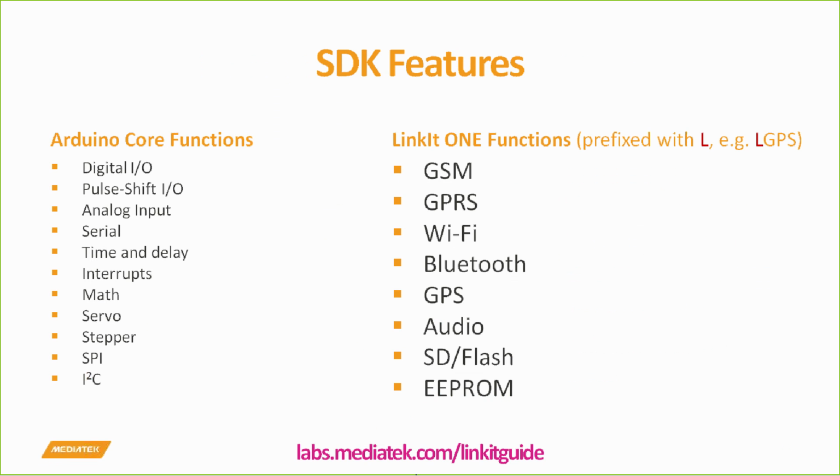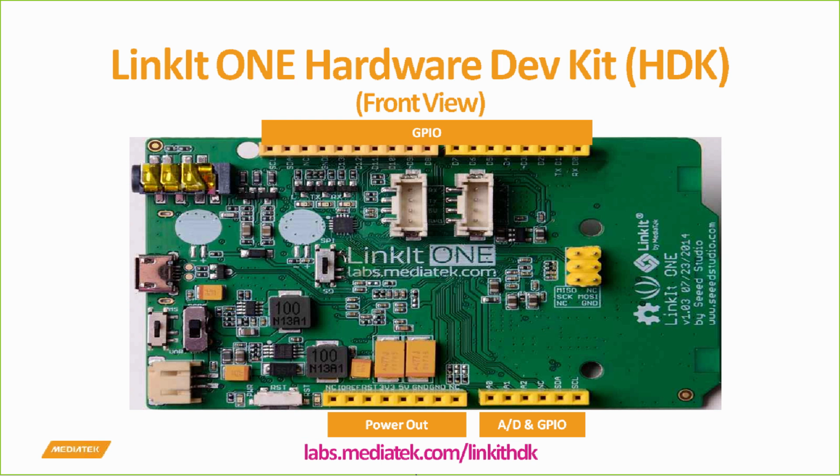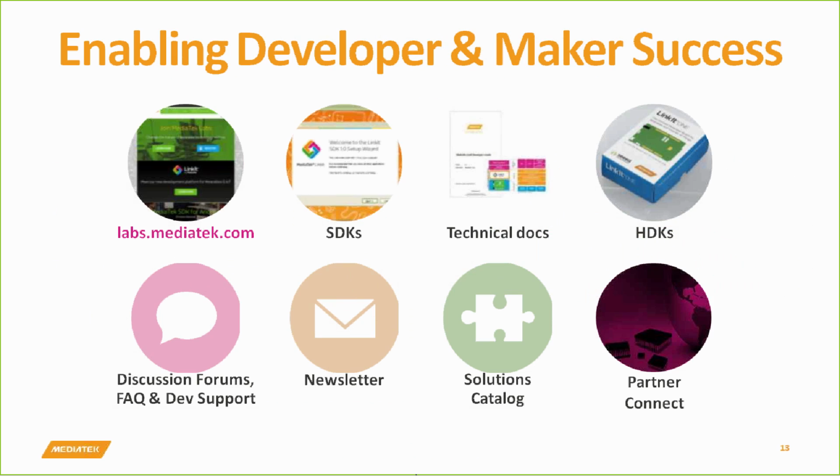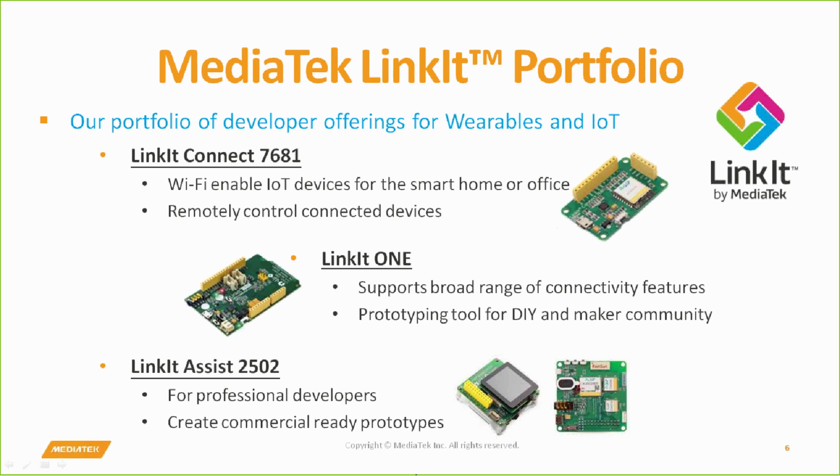I'll just give you one more bit of information, which I probably should have told you during the presentation. I apologise that I didn't. The price points of the 3 devices that we have on the market today are: the LinkIt Connect is around $19, the LinkIt One is available for around $59 US, and the LinkIt Assist is around $120 US. So that just gives you an idea of the price points.